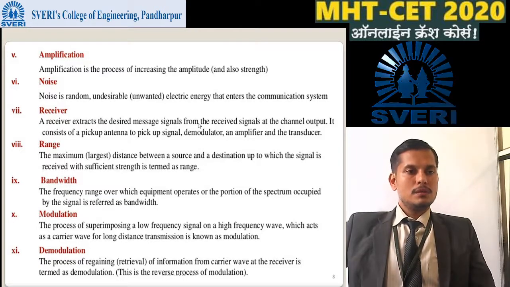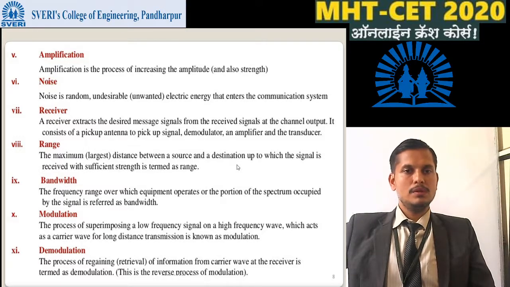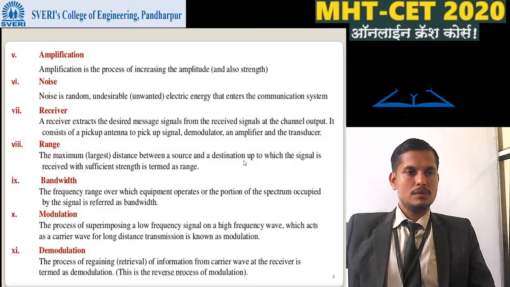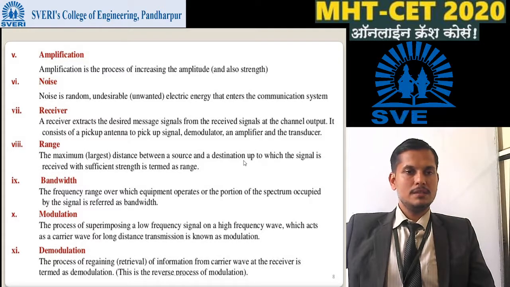Next is receiver. A receiver extracts the desired message signals from the received signals at the channel output. It consists of a pickup antenna to pick up the signal, a demodulator, an amplifier, and the transducer. So the receiver is to extract the desired message signals from the received signals at the channel output.